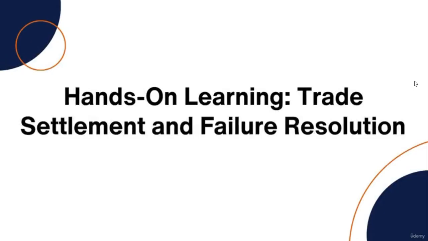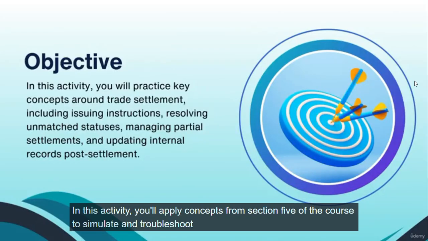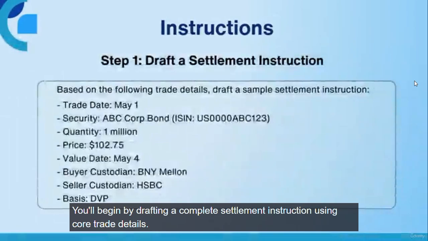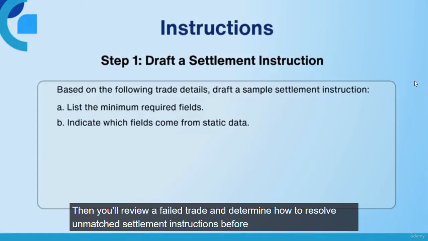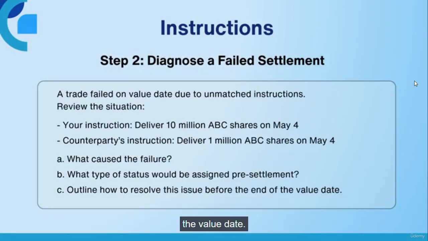Welcome to Trade Settlement and Failure Resolution. In this activity, you'll apply concepts from Section 5 of the course to simulate and troubleshoot real-world settlement scenarios. This hands-on learning activity has 5 steps. You'll begin by drafting a complete settlement instruction using core trade details. Then, you'll review a failed trade and determine how to resolve unmatched settlement instructions before the value date.